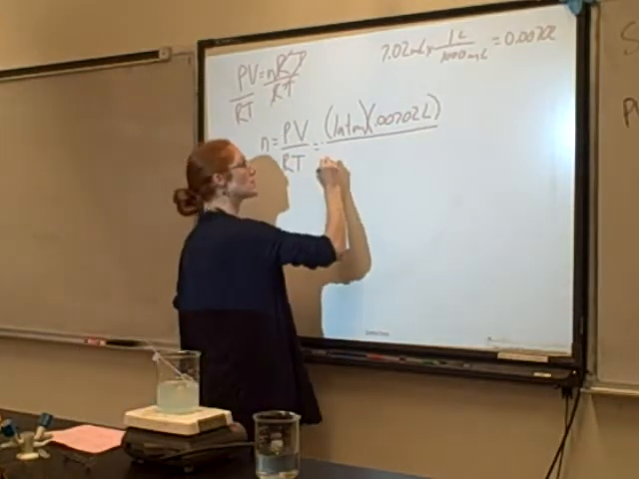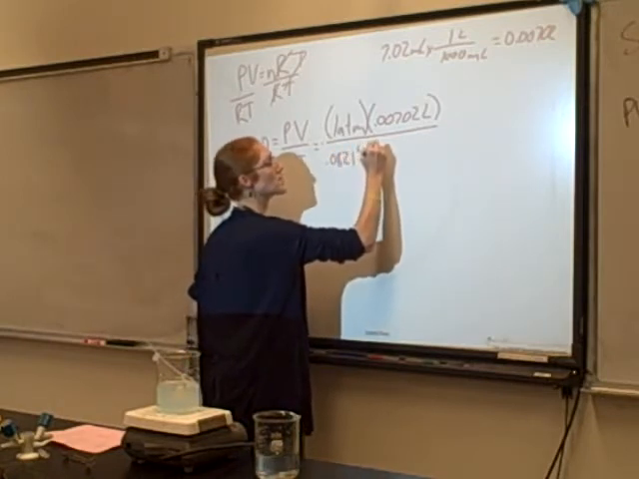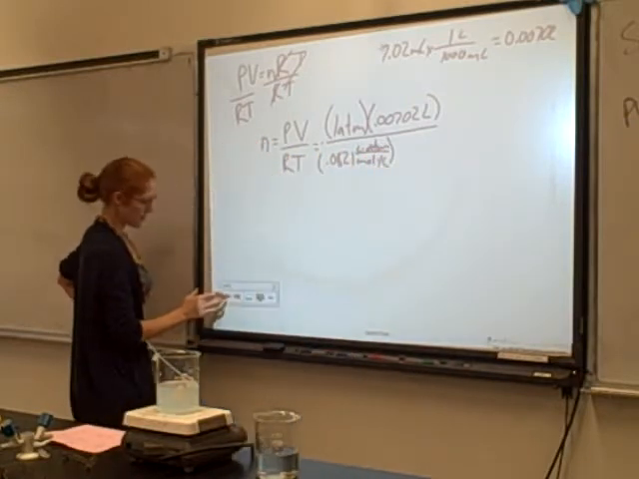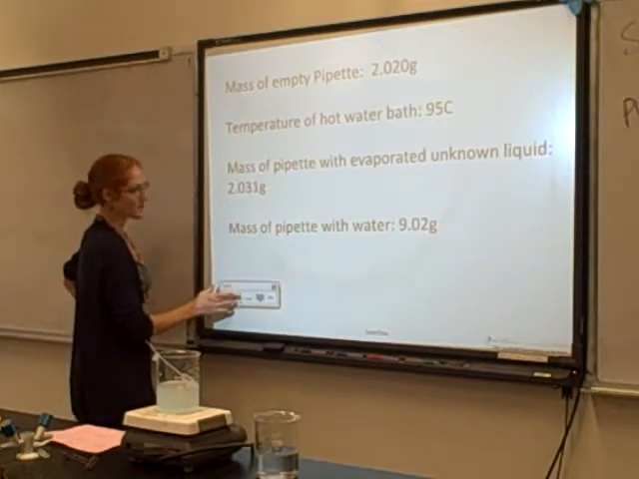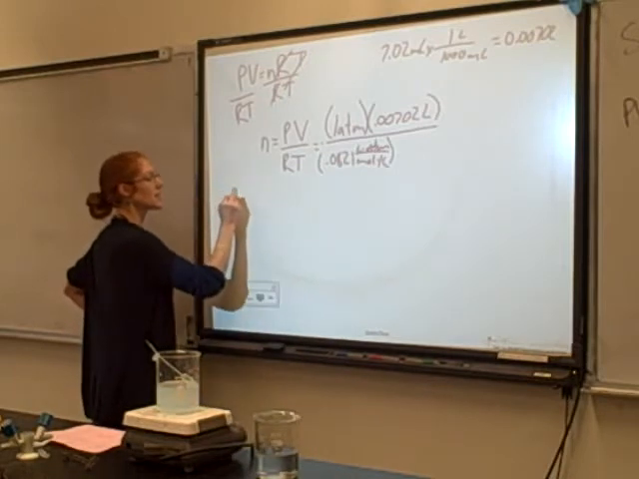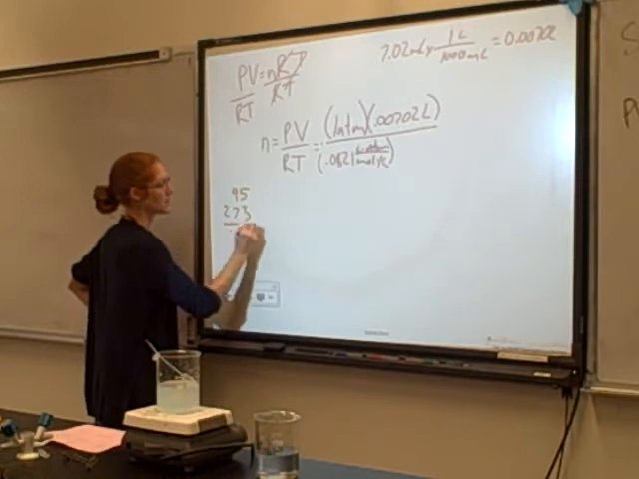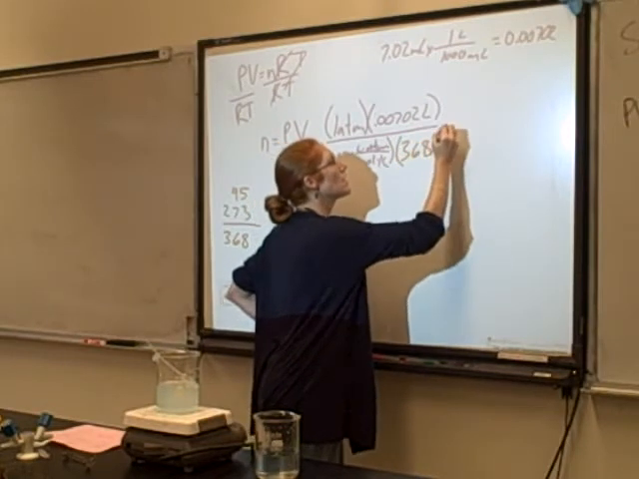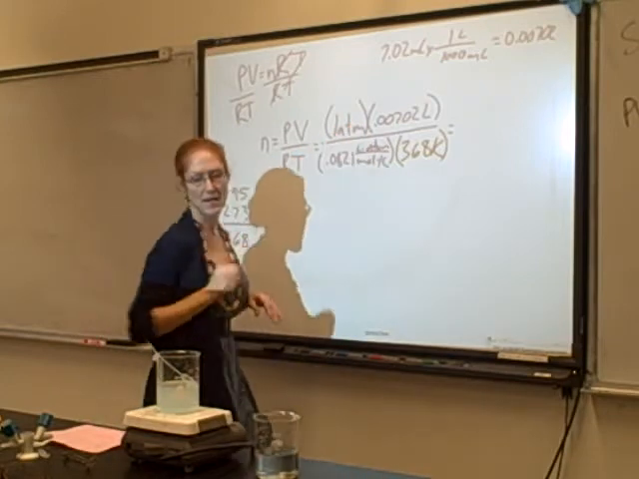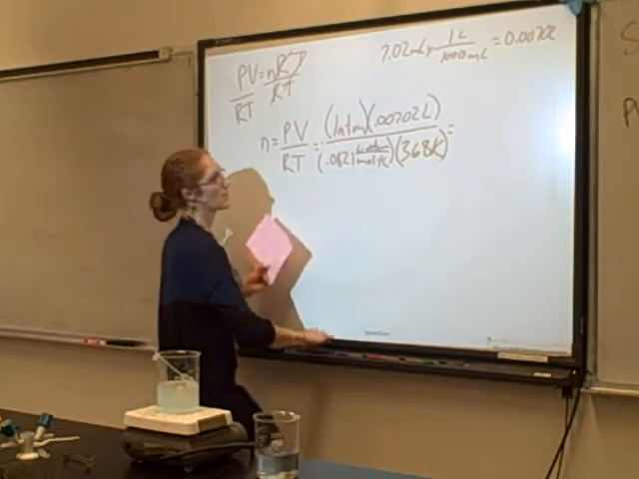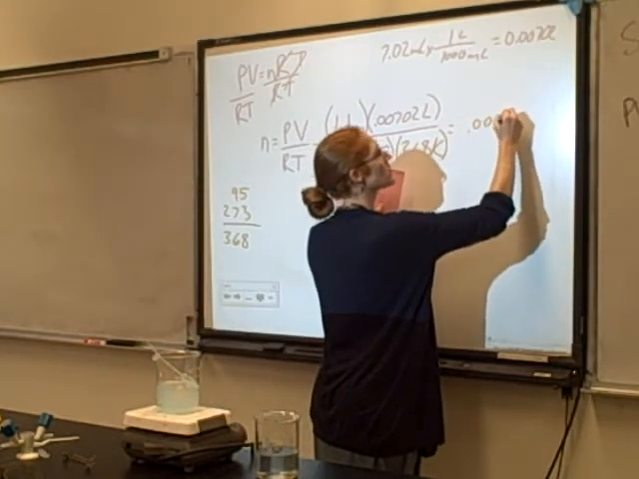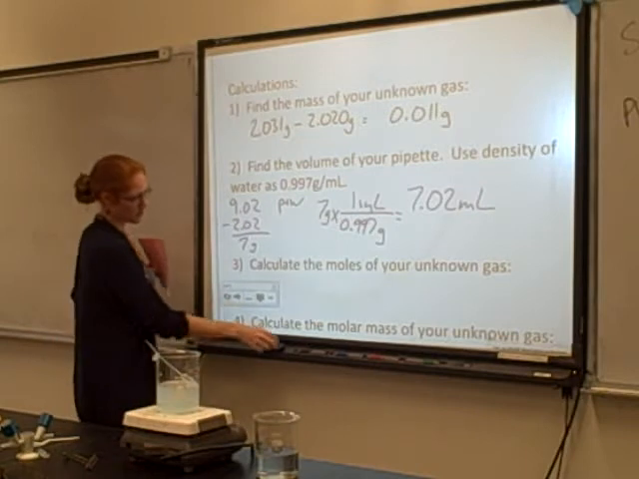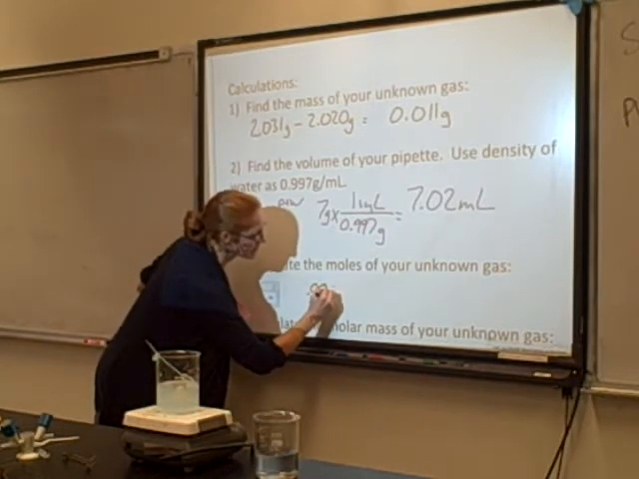And the gas constant is going to be the R, so 0.0821. That's liters atmospheres per mole Kelvin. And the temperature, let's see, the temperature of that hot water bath was 95 degrees Celsius. So I have to turn that to Kelvin. So I say 95 Celsius plus 273, and I get 368. Okay, so 368 Kelvin. Go ahead and multiply these, divide by these guys, and you end up with 0.000232 moles. So there are that many moles of your unknown gas. So that'll be right here, number of moles, 0.000232.